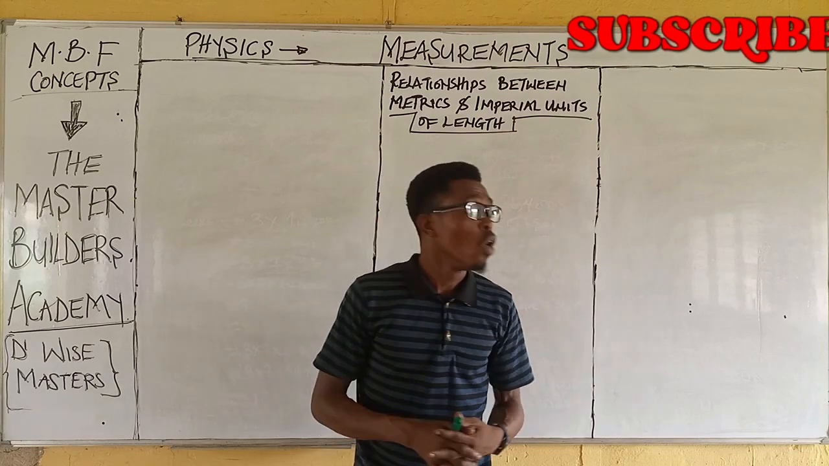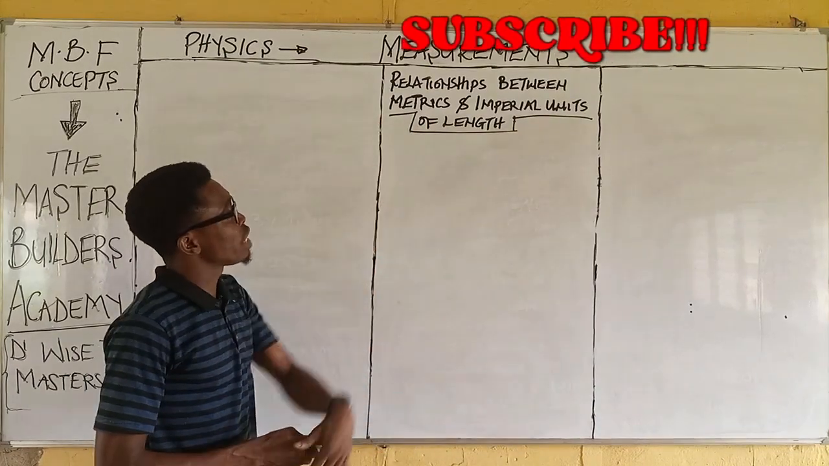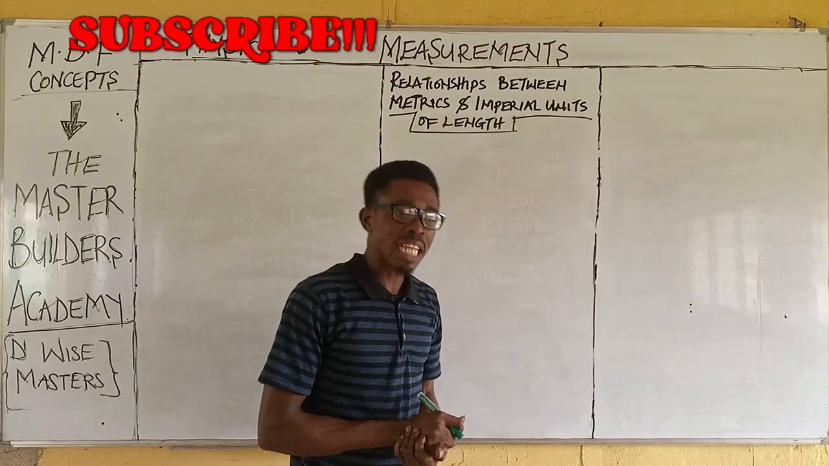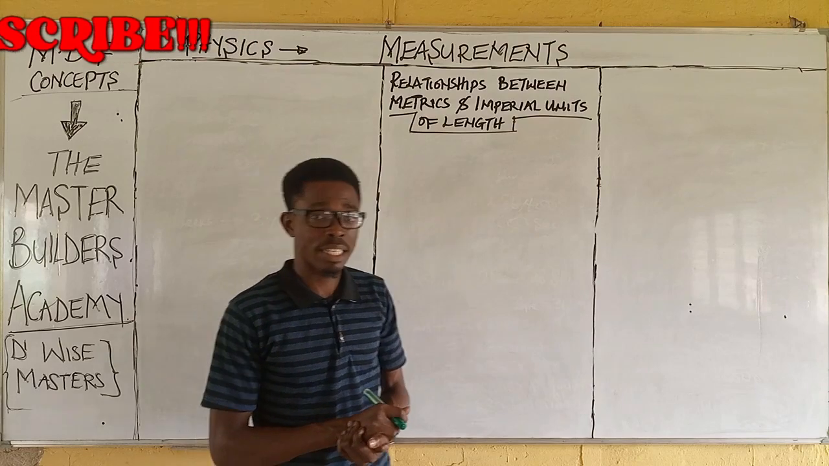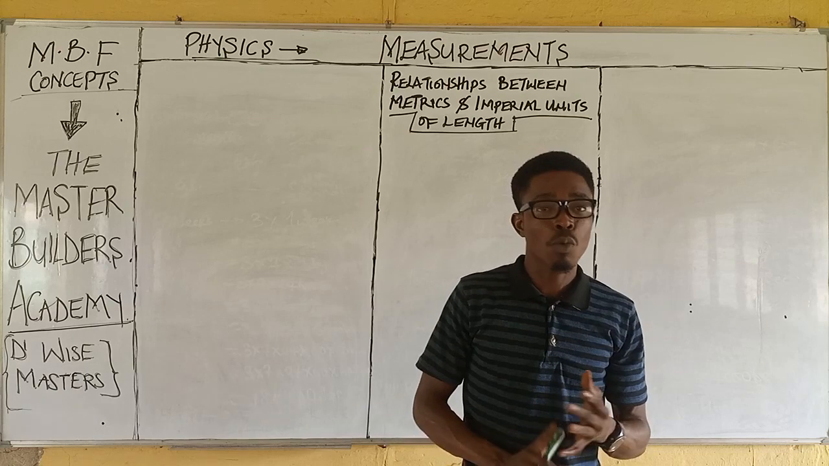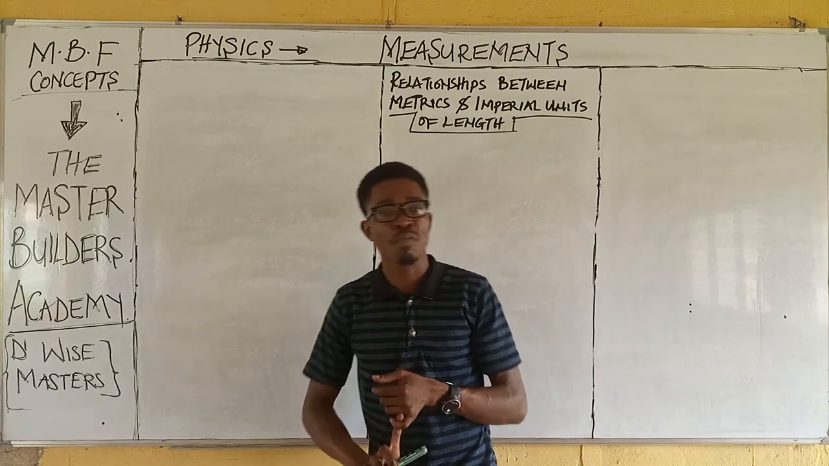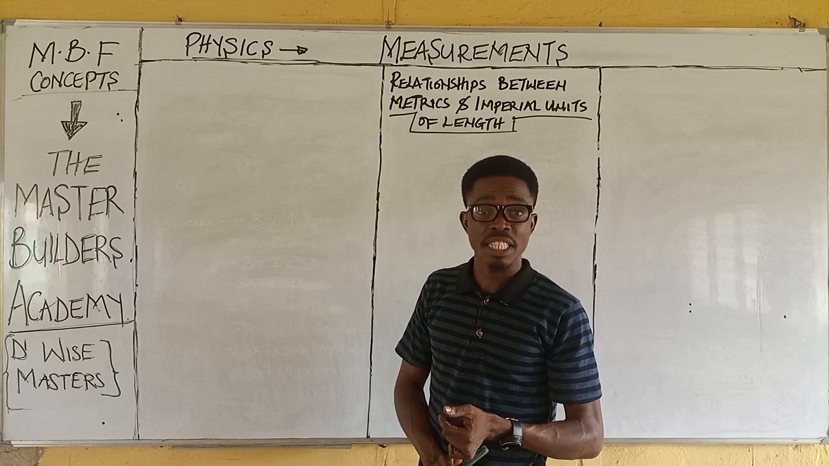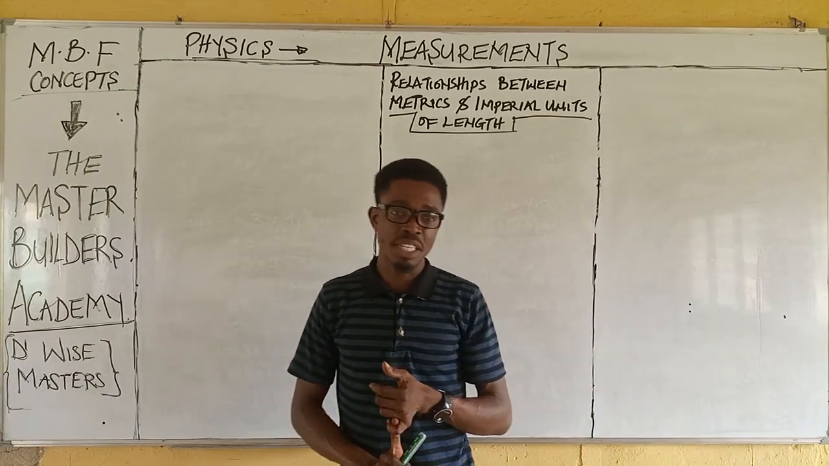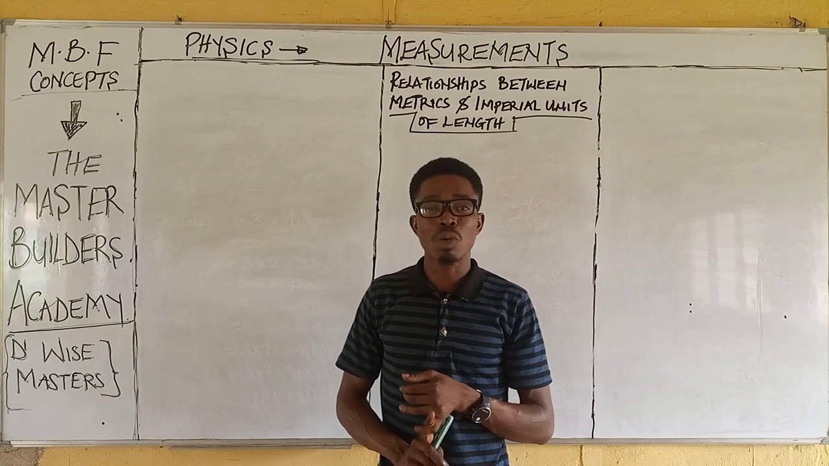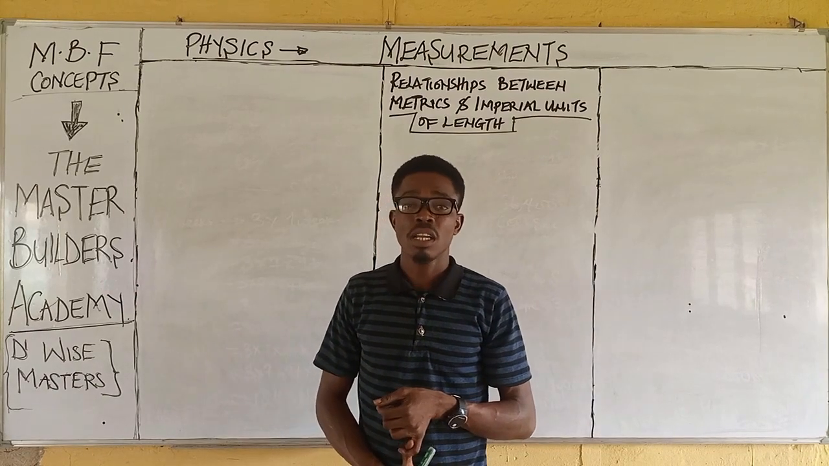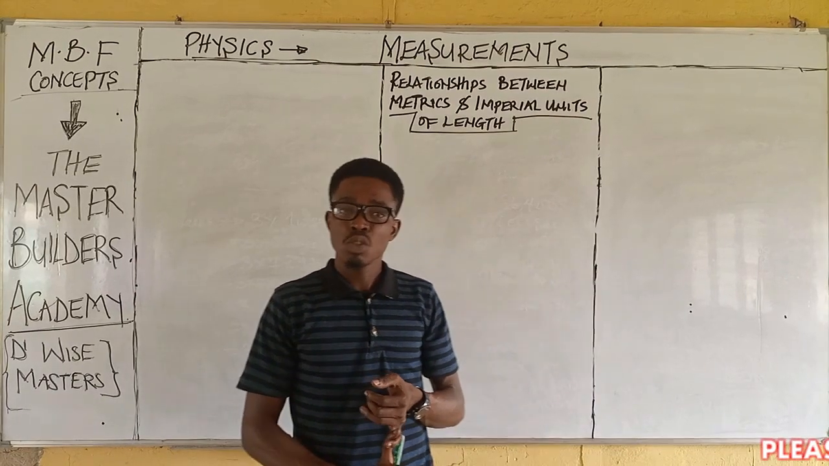Guys, on the board, we have the relationship between metric units and imperial units of length. Like I mentioned in our previous lesson, the unit of length, which is one of the most useful fundamental physical quantities, can be measured in either metric units or imperial units. So far, we have looked at the metric units and how to convert the necessary metric unit to meter.